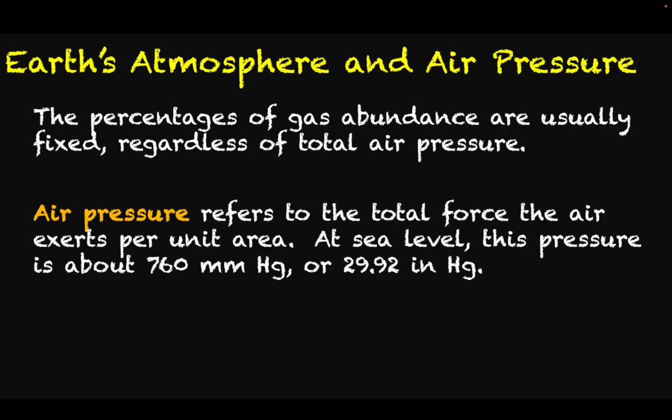Air pressure refers to the total force the air around you is exerting per unit area. At sea level, this pressure is defined as about 760 millimeters mercury, or 29.92 inches mercury. The funny thing about air pressure is that there are lots and lots of different kinds of units that you can use. You don't have to use millimeters or inches mercury. You can use atmospheres or bars or pascals.